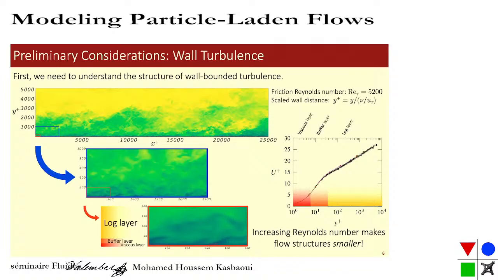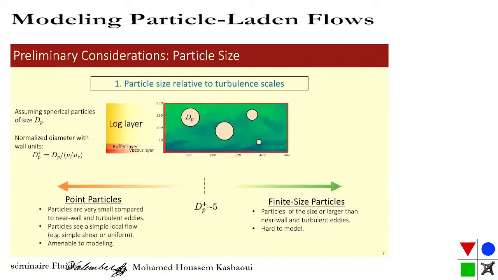So that's important in particle-laden flows because typically we're going to have a certain particle size, let's say 100 micron. If you increase the turbulence, structures get increasingly small in comparison with the particle size. So this is the first consideration when we attempt to model these kind of flows. The first consideration is what's the relative particle size?